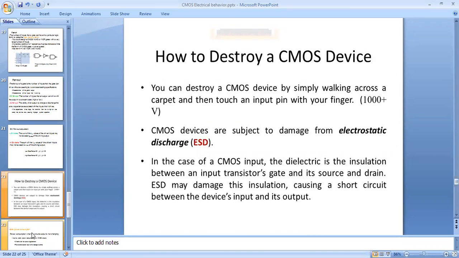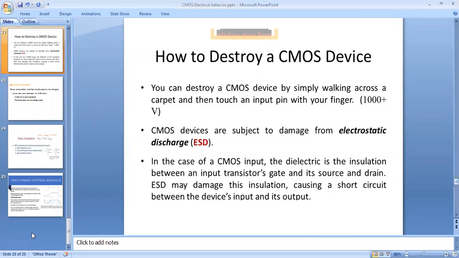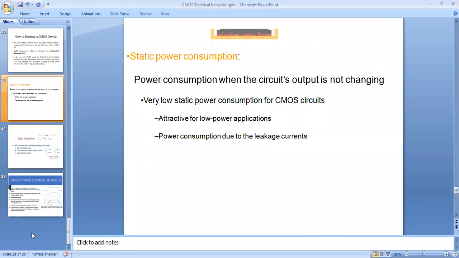So the next topic is power consumption. So what is power consumption? Already I told in characteristics, the power consumed by that circuit to change from one state to another state is called power consumption. In power consumption, we have two types: static power consumption and dynamic power consumption.